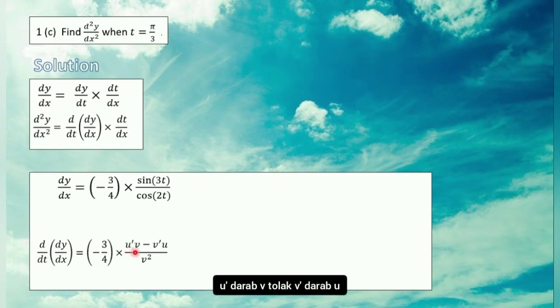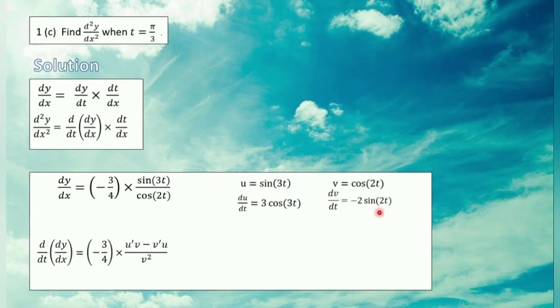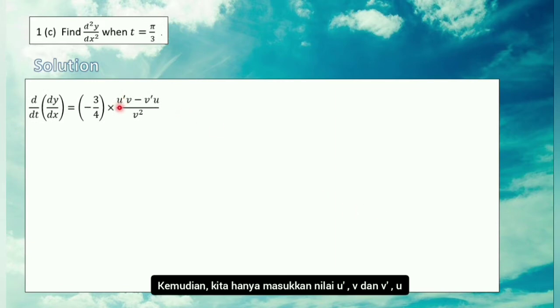The quotient rule is u prime v minus v prime u, all over v squared. We can see which one is u: u is sin 3t and v is cos 2t. We differentiate u to get 3 cos 3t, and we differentiate v to get negative 2 sin 2t. Next, we just substitute u prime, v, v prime, u and v squared.